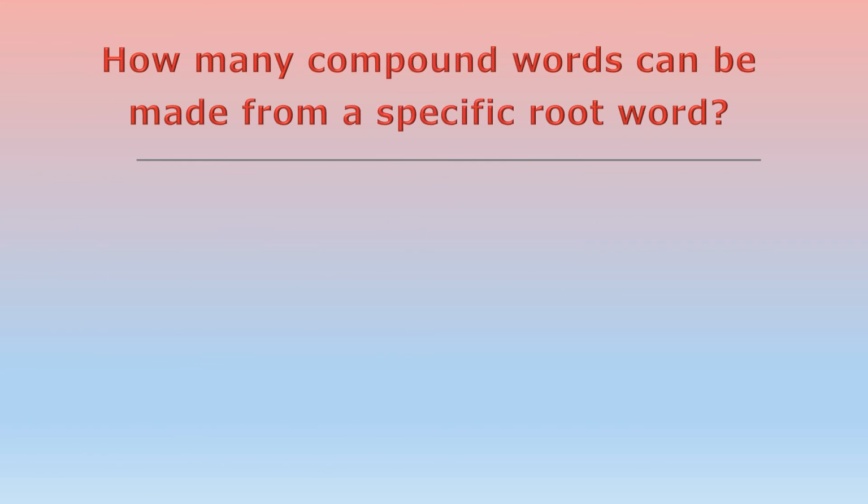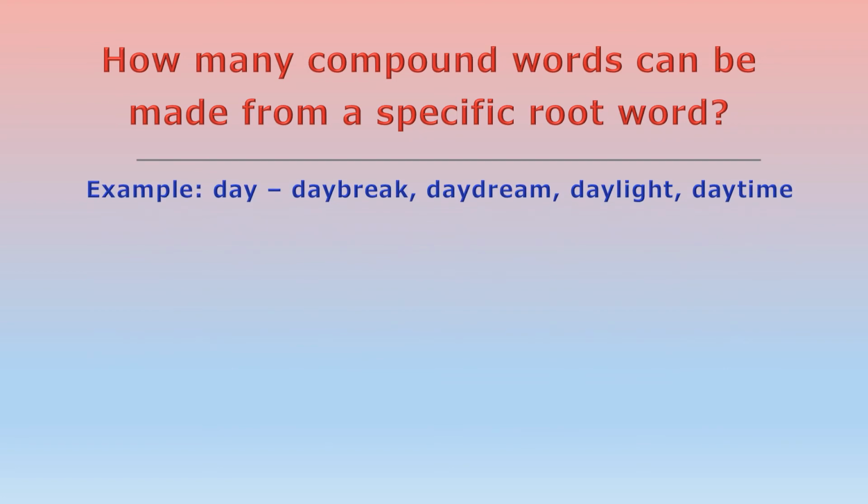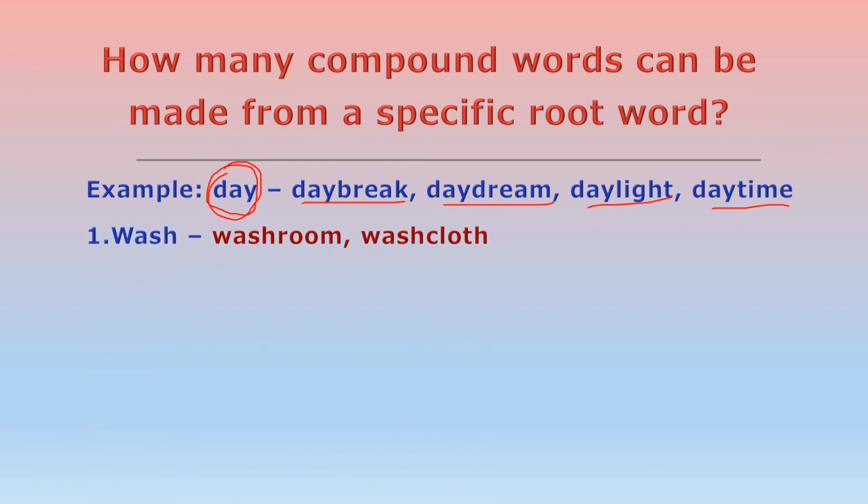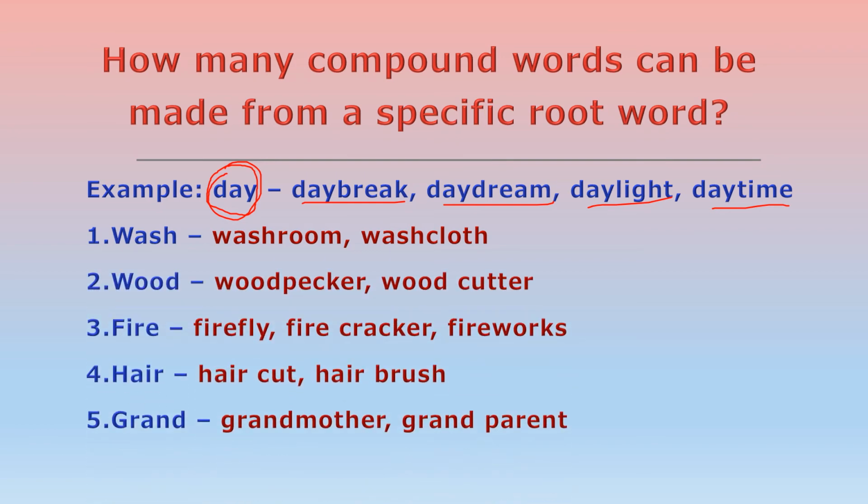How many compound words can be made from a specific root word? Let us see what this root word is. Now here, the root word is day. So from this root word, I have made daybreak, daydream, daylight and daytime. So we can make many compound words out of a root word. Wash, washroom, washcloth, and you're going to add to these words. Some other words are wood, fire, hair and grand, where now you're going to add some words to it to make them compound words.